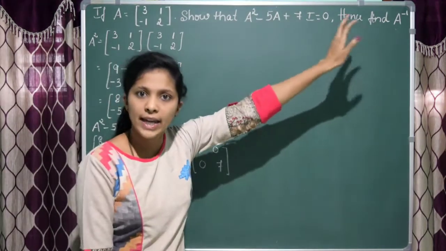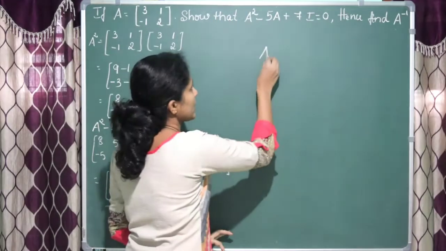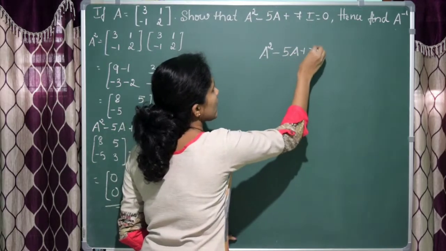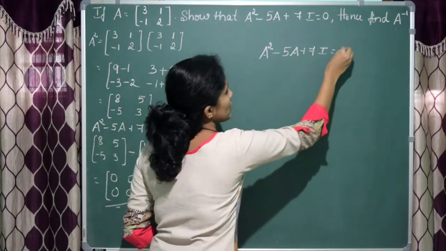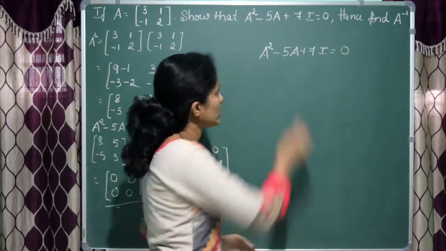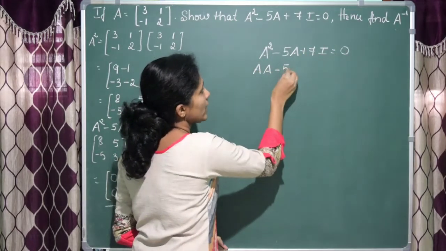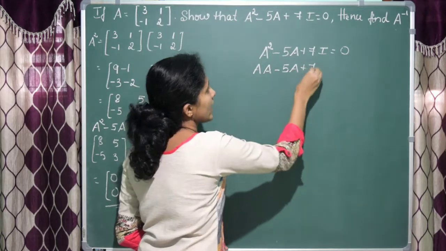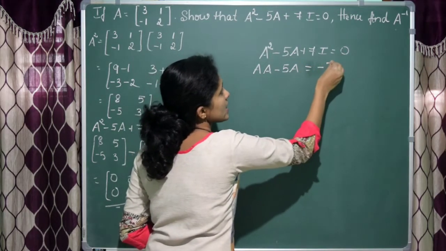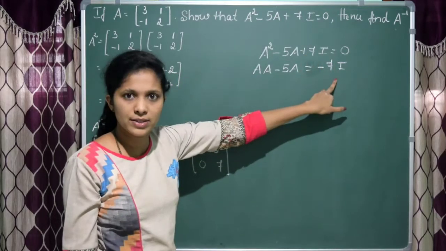Now we have to find A inverse. Find A inverse by using this equation. Let me write that equation. A square minus 5A plus 7I is equal to 0. This is now equal to 0 because we proved this is equal to 0. So A square can be written as A into A minus 5A plus 7I is equal to 0. I will write this one is equal to minus 7I. Is it clear? Plus 7I is there. So this will be now minus 7I.